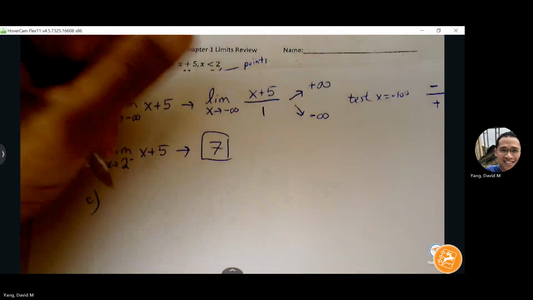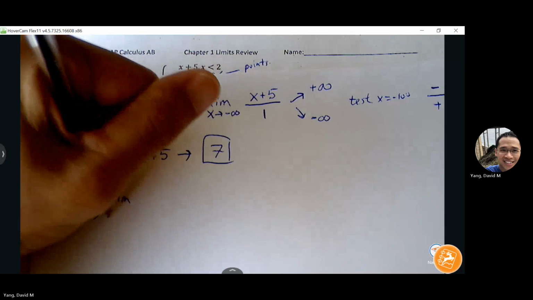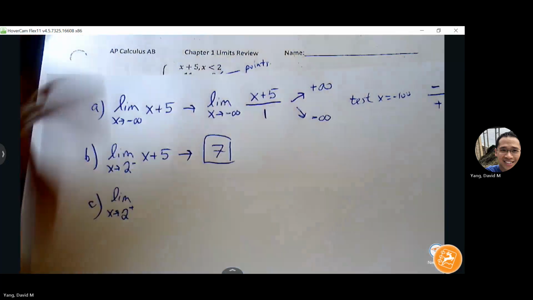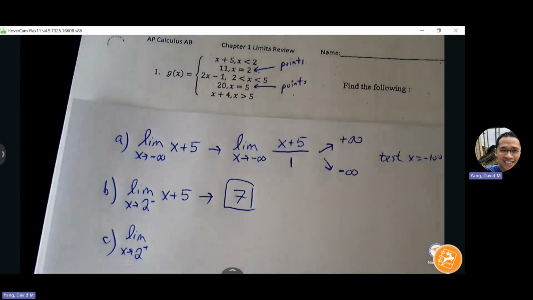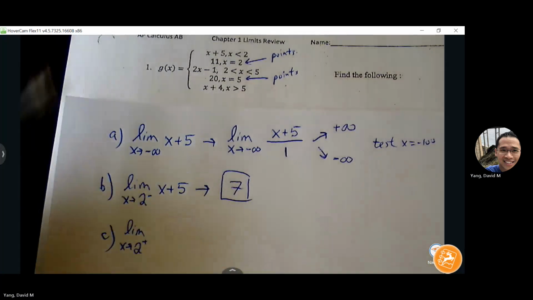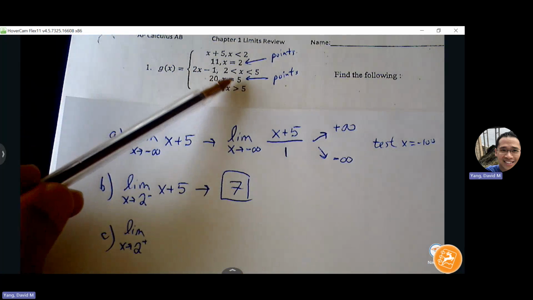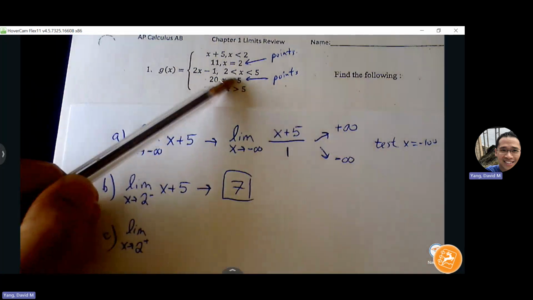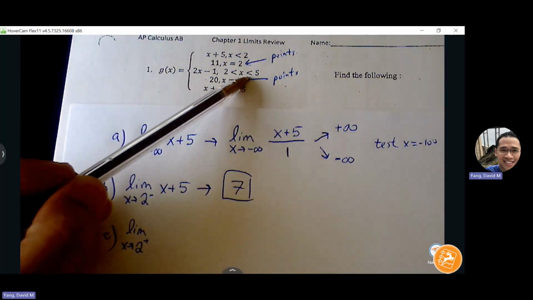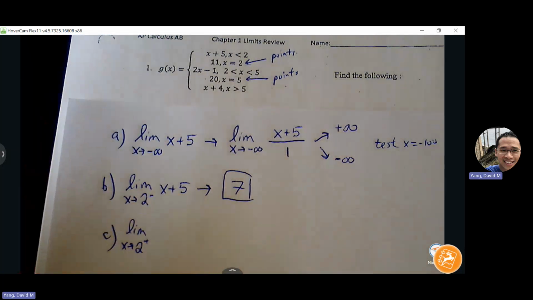Part C. Limit as x approaches 2 from the right side of 2. Which do we choose? That would be 2x minus 1, because to the right of 2 is over here. Between 2 and 5, those are values to the right of 2.